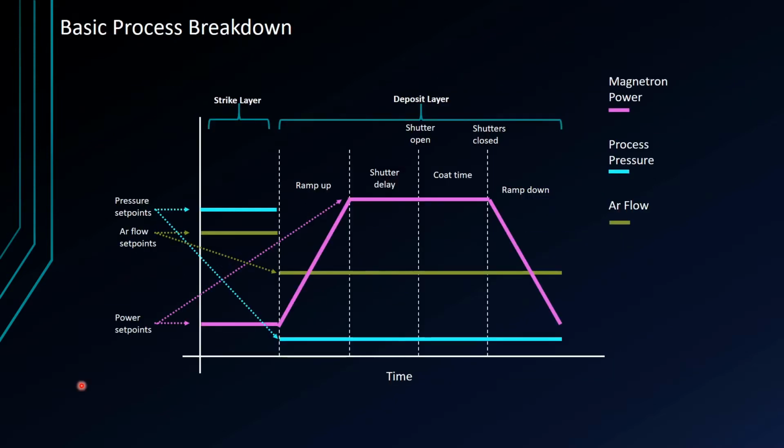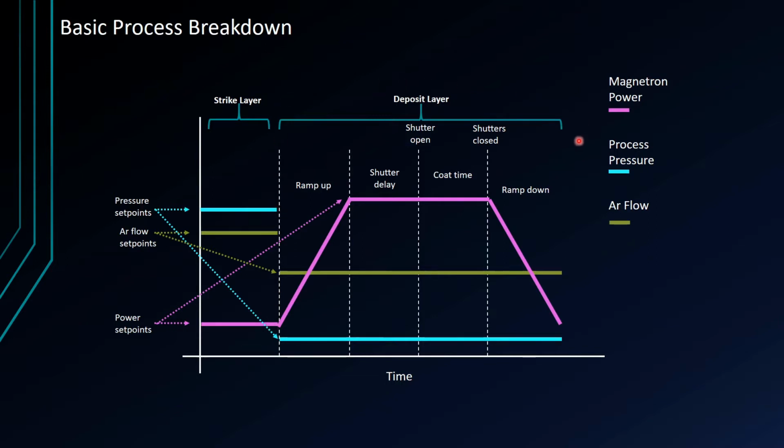Let's take a look at this in a way that shows us how parameters might be set and change over time. First, let's take a look at our striking layer. We would set our desired pressure, something like 30 millitorr, and then we would set the gas flow rate, also something like 30 SCCM. We would apply a small amount of power to the target to strike the plasma, and then we wait a little bit of time for the plasma to stabilize.